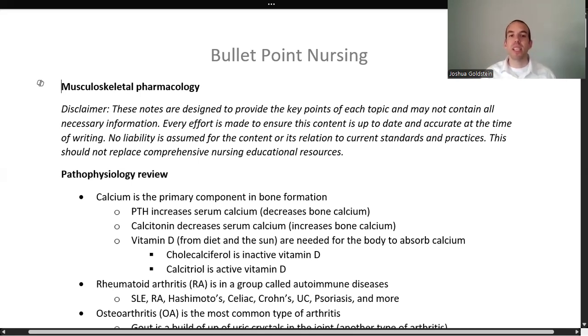Next, we have osteoarthritis. Osteoarthritis is the most common type of arthritis. And this, we're going to learn, doesn't have a pharmacological treatment. It's actually treated surgically. Next, we have gout.